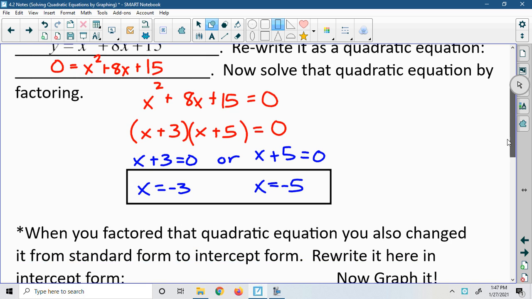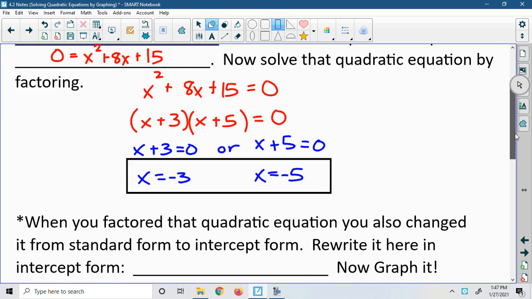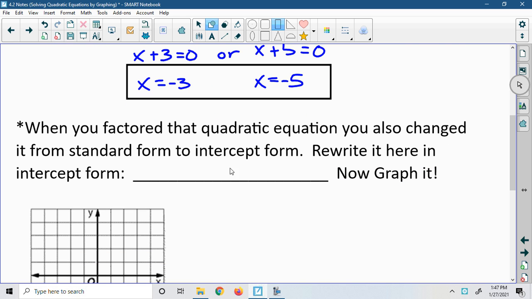Let's keep moving along. When you factored that quadratic equation, you also did something else. You changed it from standard form to intercept form, which we did some last chapter in chapter 3. This is standard form, and when you factor something, that's actually turning it into intercept form. So in intercept form, we're going to graph this, so I'm going to stick a y equals back on it, but we had an x plus 3 and x plus 5.